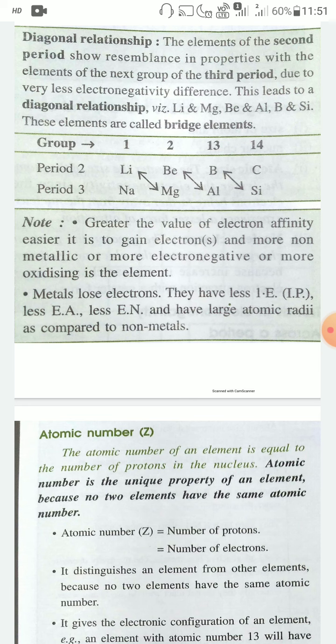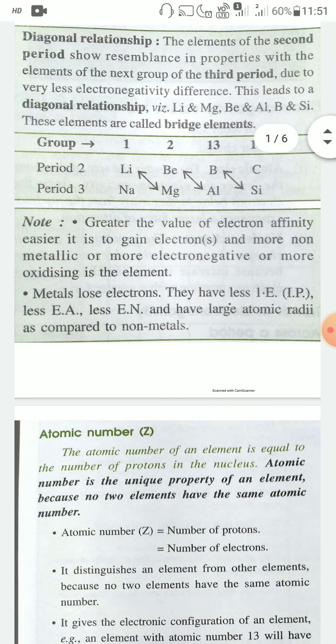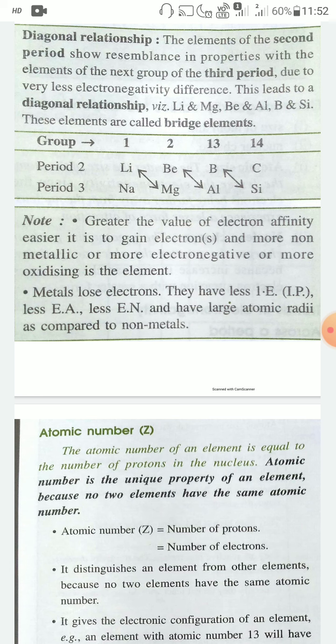For example, you can see here in the figure groups 1, 2, 13 and 14 and periods 2 and 3 written. Lithium shows diagonal relationship with magnesium, beryllium with aluminum, and boron with silicon. These are examples of diagonal relationship, and these elements are called bridge elements. You have to remember the bridge elements: lithium and magnesium, beryllium and aluminum, boron and silicon, because they show similar properties due to less electronegativity difference.